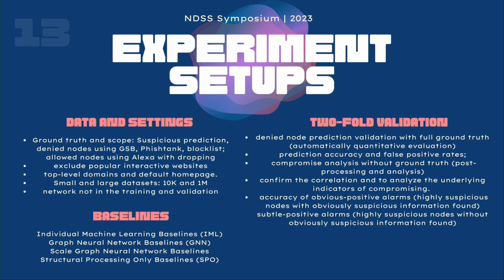So the second type of validation is the compromise analysis and evaluation. So here we have no ground truth for the compromised victim, but we can perform a manual check of the detected compromised victims to find whether there's some suspicious content. And finally, we can try to find the indicator of compromise here.